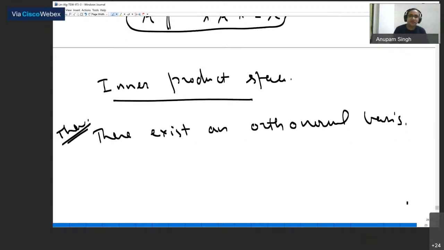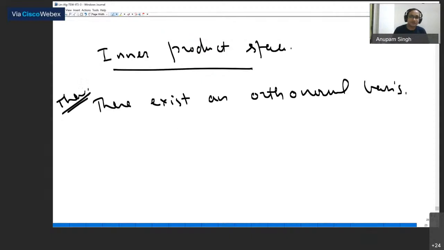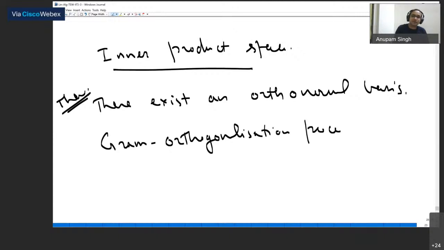How does it follow? Can anybody tell me? The theorem is this. Have you heard of the Gram-Schmidt orthogonalization process? What does this process do? You can begin with any basis, and this process will convert that basis to an orthonormal basis, for an inner product space. That means an orthonormal basis always exists, because there is always a basis, and that basis can be converted to an orthonormal basis by using this process.